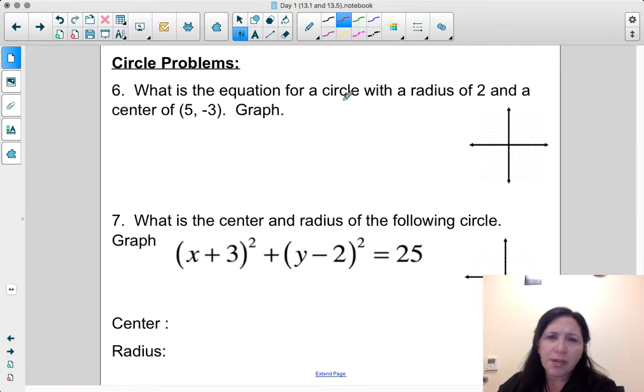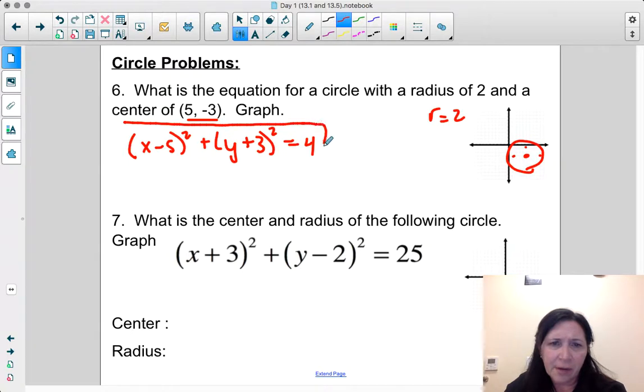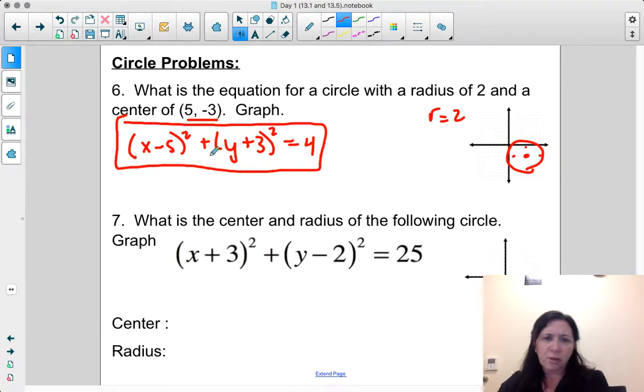So what is the equation of a circle that has a radius of 2 and a center of (5, negative 3)? So (5, negative 3) is about here. My radius is 2, so I would go 2 all the way around, and I would have a circle there. The equation is going to be (x minus 5) quantity squared, remember, it's the opposite, plus (y plus 3) quantity squared is equal to my radius squared. My radius is equal to 2, so radius squared is going to be 4. And this is the standard form for the equation of a circle.